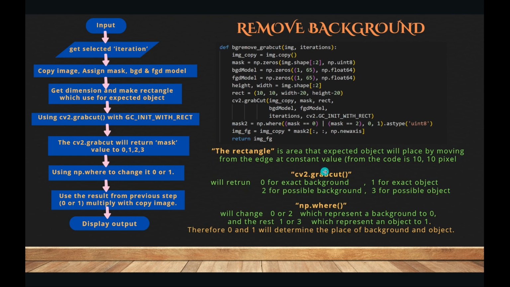So to be more simplified, the grabCut part turns out this value, right? And then it's changed to 0 or 1. So imagine if you put the 1 and 3 over here, it will remove the object instead of the background. So basically the main feature goes to the grabCut function.